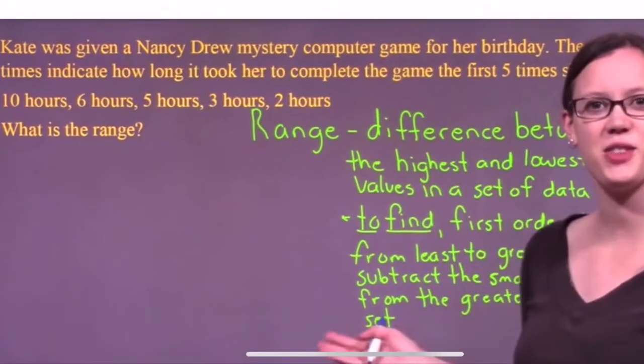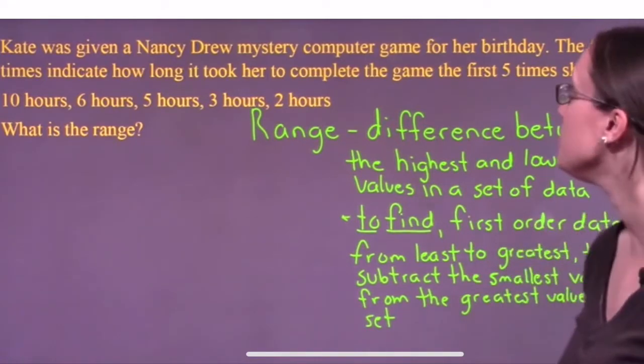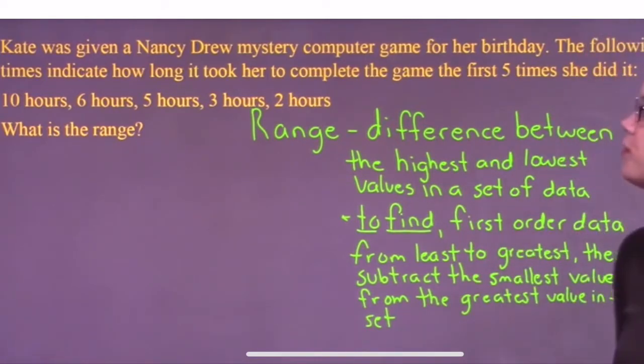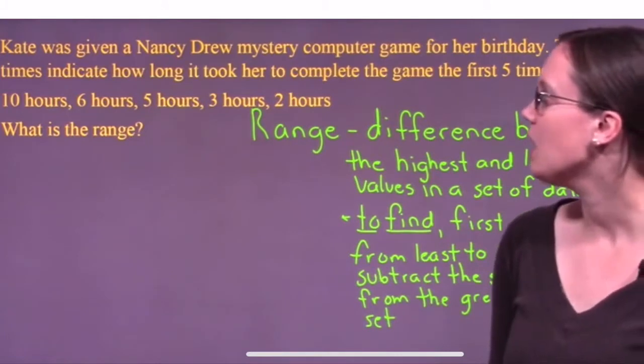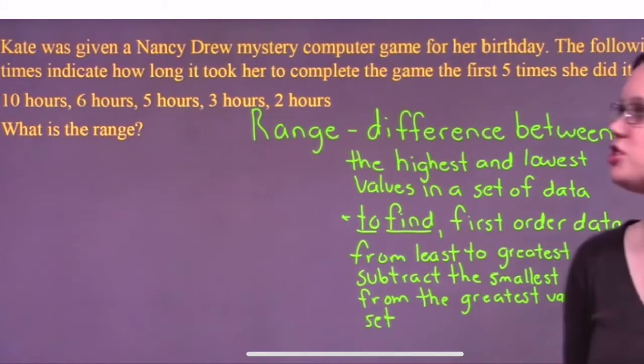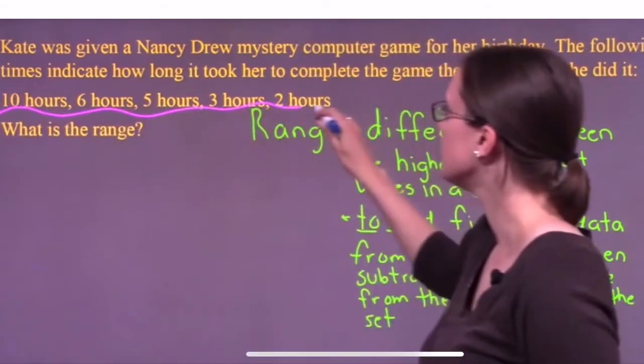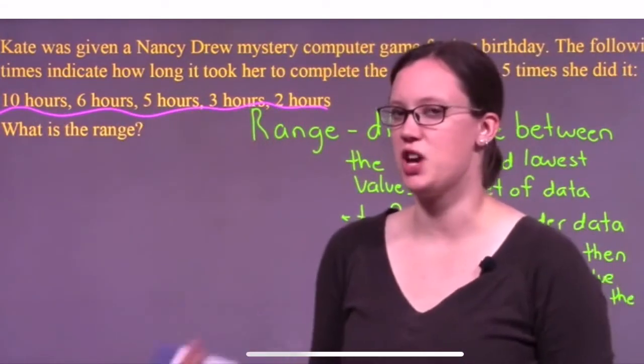Alright, let's take a look at this question here. Kate was given a Nancy Drew mystery computer game for her birthday. The following times indicate how long it took her to complete the game the first 5 times she did it. Okay, so here are our times. We want to find the range.